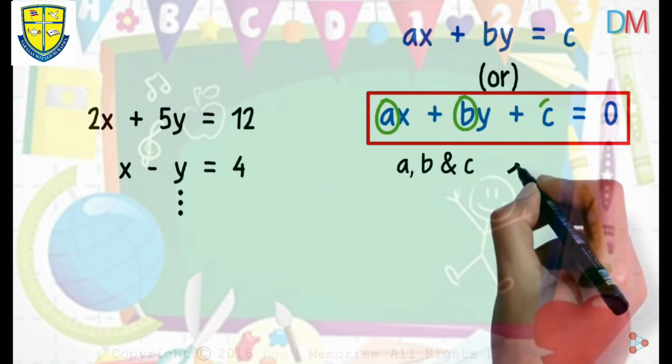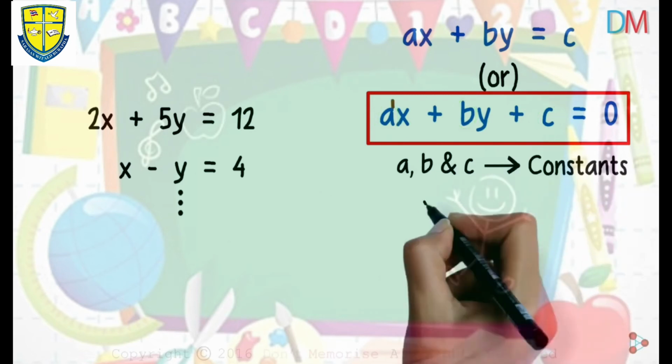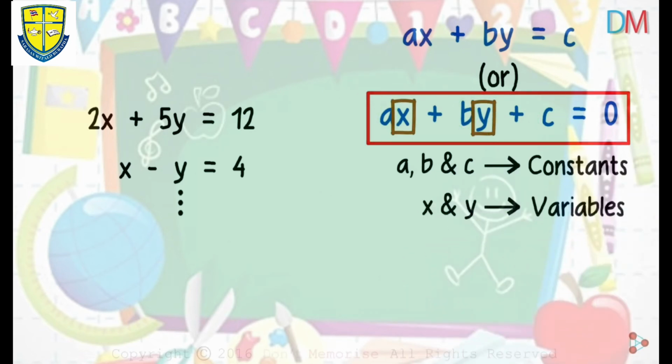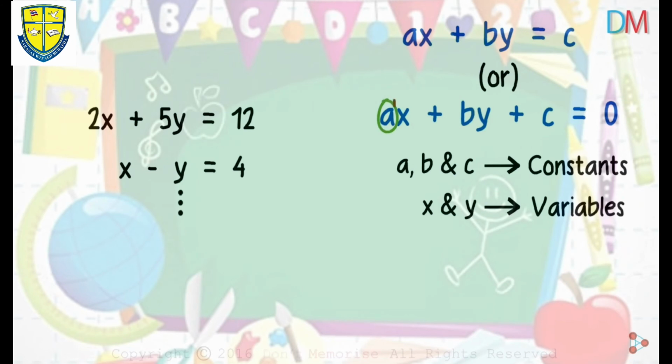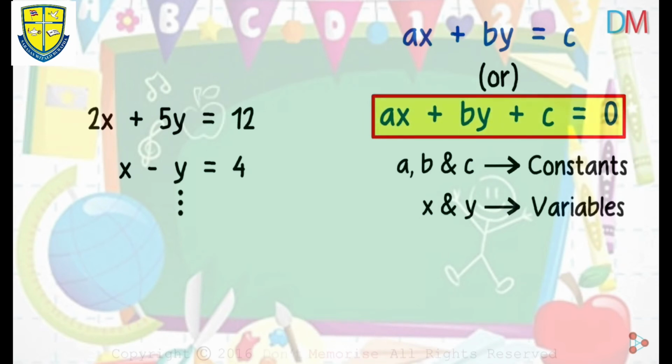a, b and c are constants, while x and y are variables. a is the coefficient of x and b is the coefficient of y. This is the general form we will consider.